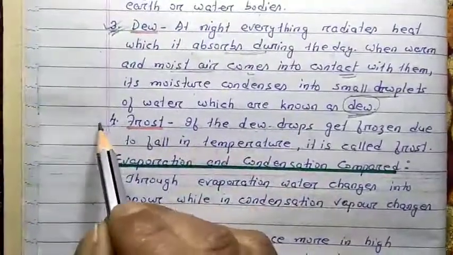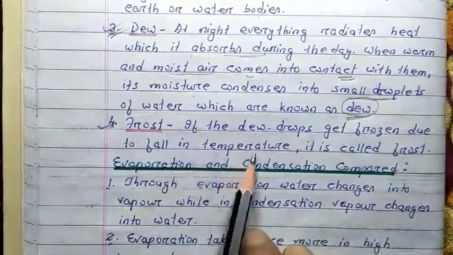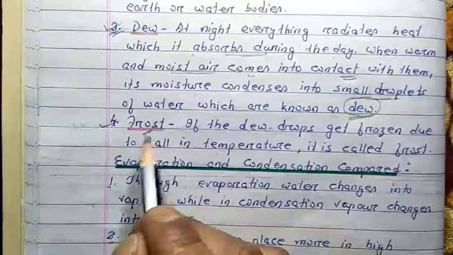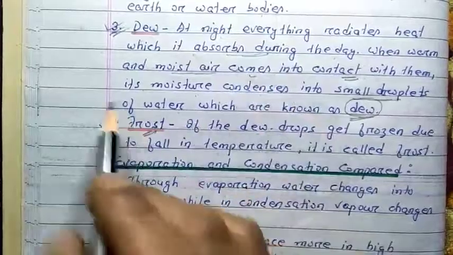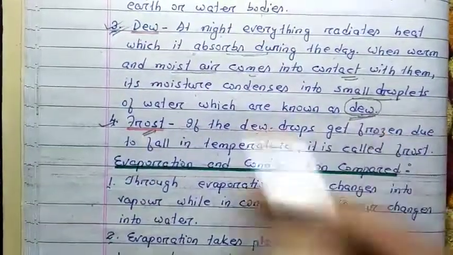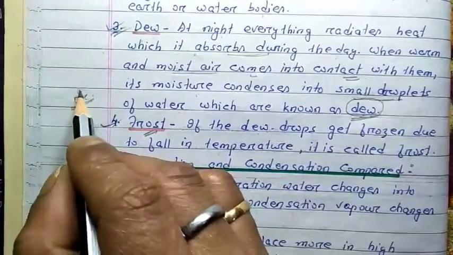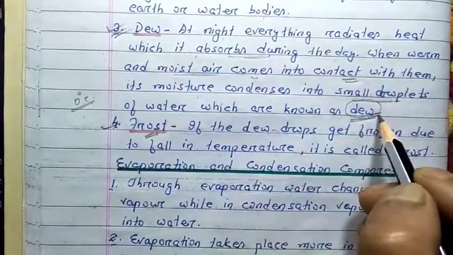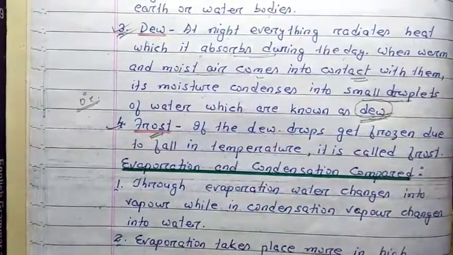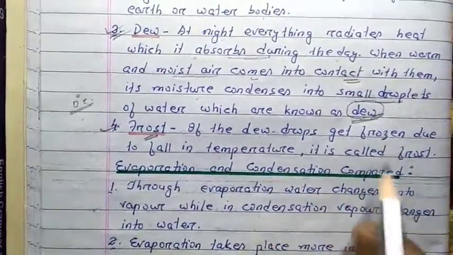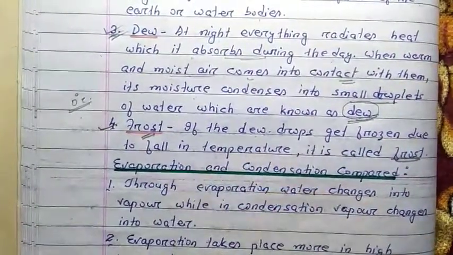The last one is frost. It is the last type of condensation. If the dew drops get frozen due to fall in temperature, it is called frost. Frost is generally the converted form of dew. Dew is water droplets. Now, suppose at night dew is formed and the temperature goes below 0 degree Celsius. You know 0 degree Celsius is the freezing point. If it goes below 0 degree Celsius, these dew drops will form ice, which you can see in a month or two here itself also, and that form is known as frost. So these are the different types of condensation.